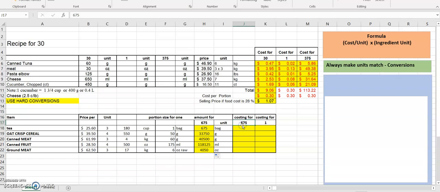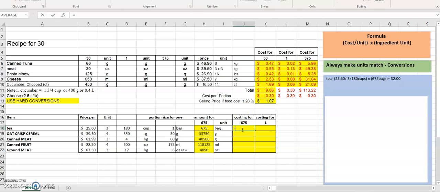Okay, so now we can go on to our costing for 675. So let's start with T. So for this one, I'm going to be showing you the formula flipped. It's going to be cost per unit times ingredient unit. So for T, we have our 2560, and our unit is 3 times 180 cups. And then our amount is 675 bags. We know that 1 cup gets 1 bag, so we don't need any conversions. So then when you calculate that, you're going to get $32.